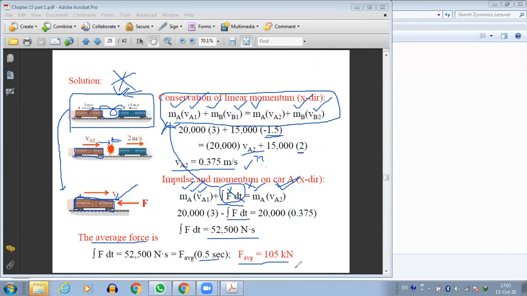Do you understand the solution or not yet? Is there anything in the solution that you don't understand? Please ask.